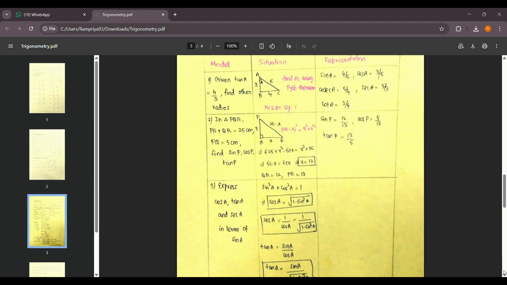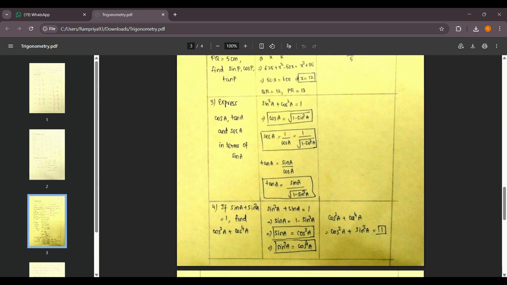Simple. Now the next part is they are asking to express cos, tan and secant in terms of sin A. So I have just given you only one model. Based on this, you can solve the remaining models by yourself. So please remember this carefully. Sin square plus cos square, you all know that it is 1. So from here, cos square A is 1 minus sin square A. Now what are they asking? They are asking you to express cos in terms of sin. Simple. Cos A is root of 1 minus sin square A.